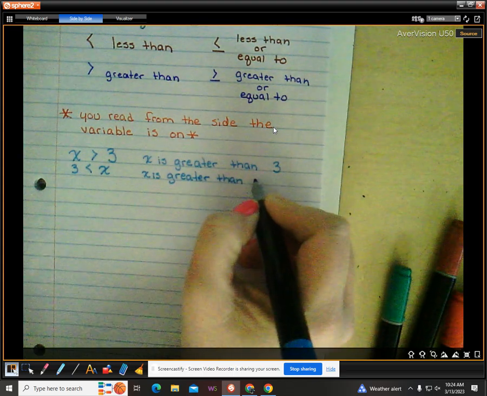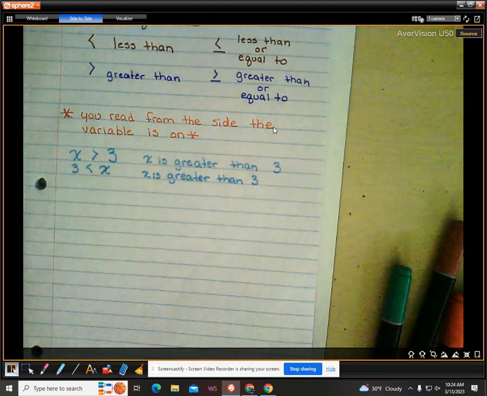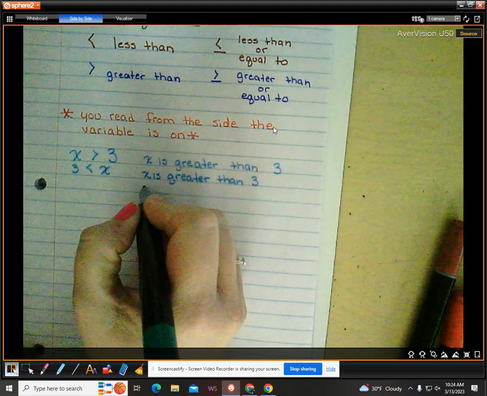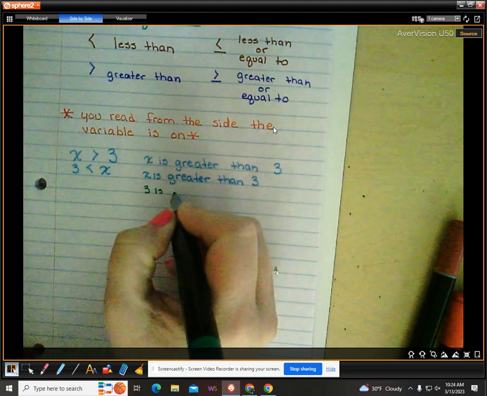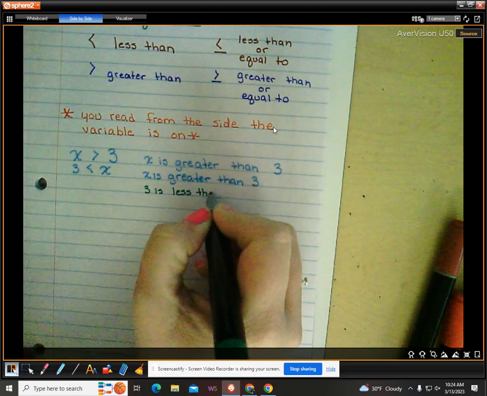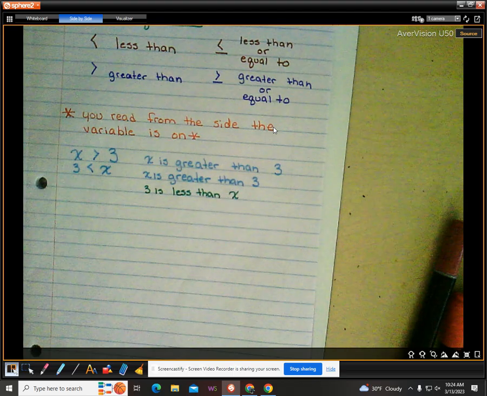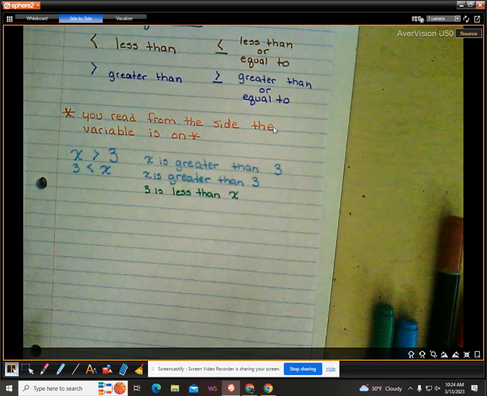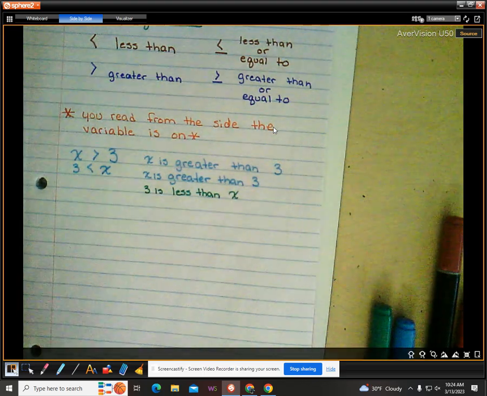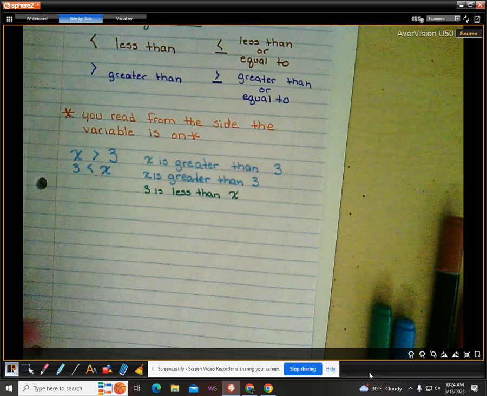Just hang on a second because I know what you're thinking. If you read it left to right, that is 3 is less than x. So you'll see why if you're reading from the side the variable is on.